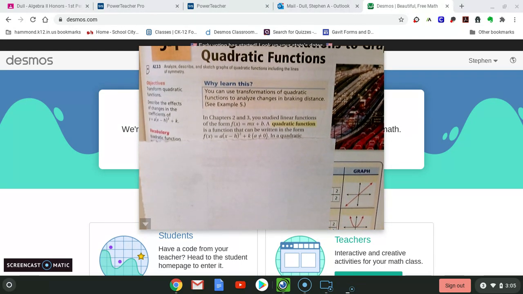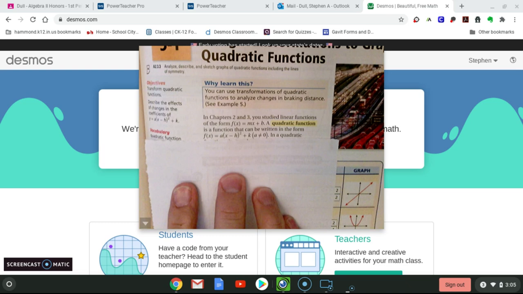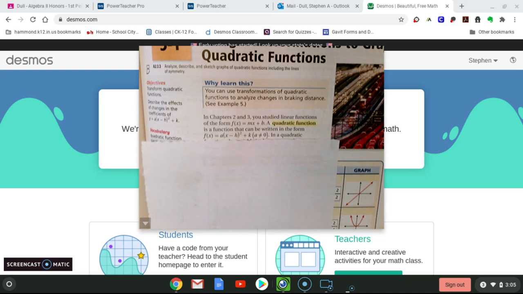So when we think about a quadratic function, I just want to remind you guys again, and if you didn't get a chance to write this down in class, feel free to take some notes during this video. So we've just spent a couple chapters looking at linear functions, and now we're going to move on to a different type of function, a quadratic function. And it's written in this form.